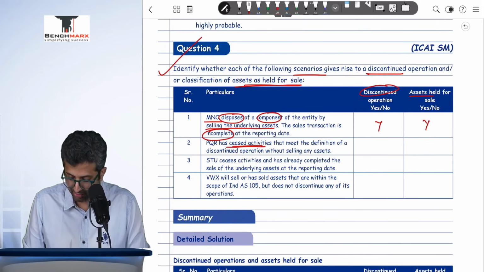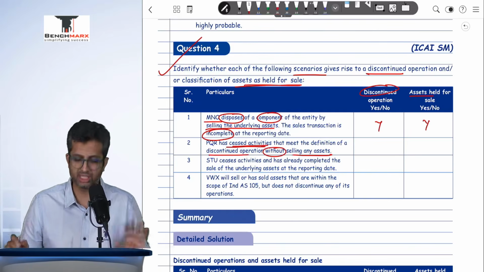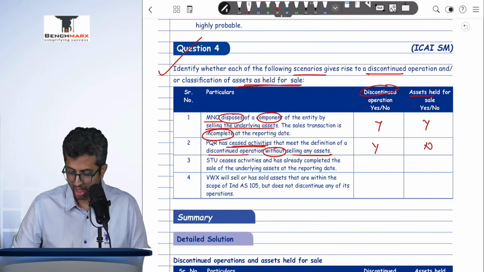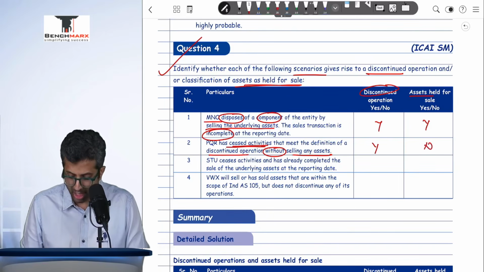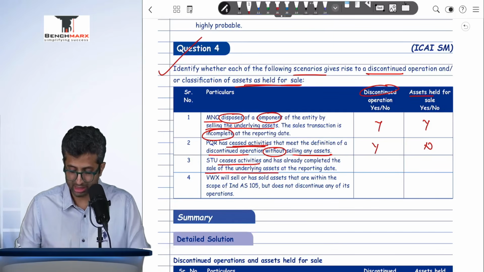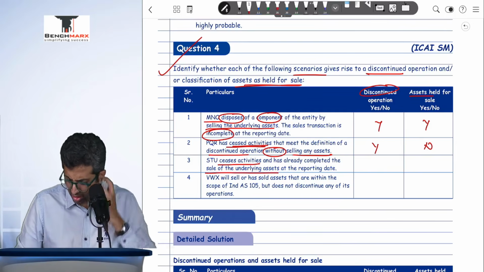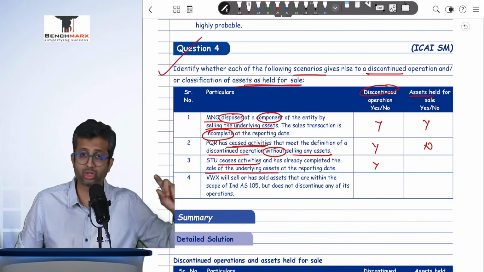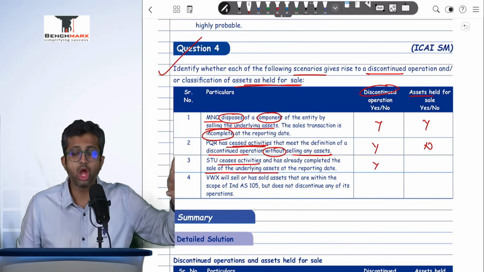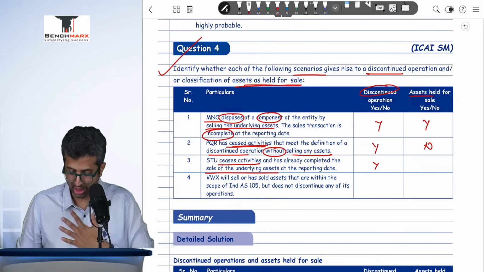PQR has ceased activities that meet the definition of a discontinued operation without selling the assets. So I have abandoned, I have ceased the activities. So is it a discontinued operation? Yes. However, do I intend to sell it? No. And hence this is not held for sale. STU ceases activities and has already completed the sale of the underlying assets at the reporting date. So over here the sale has been completed, and hence it can still be a discontinued operation. Remember, a discontinued operation can be a component of an entity which is either sold, or abandoned, or held for sale. Over here, the sale has already been completed.